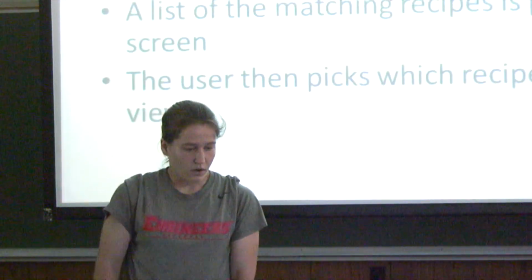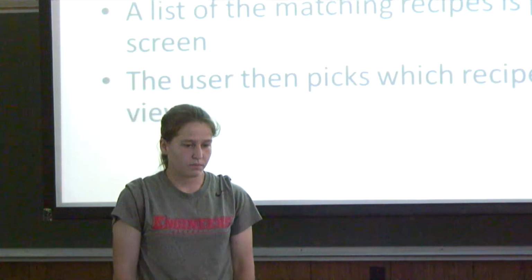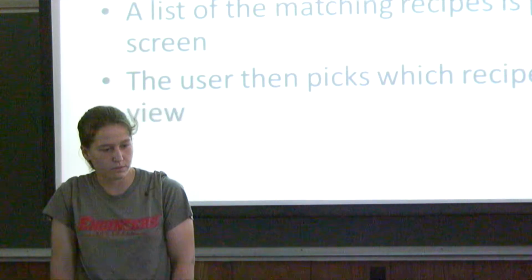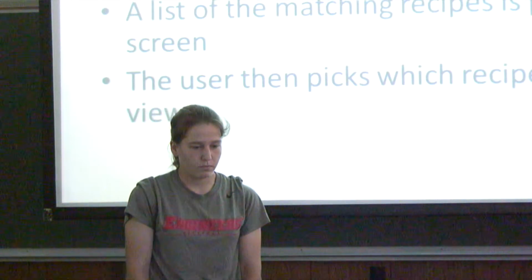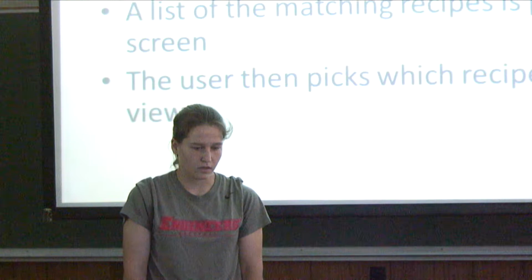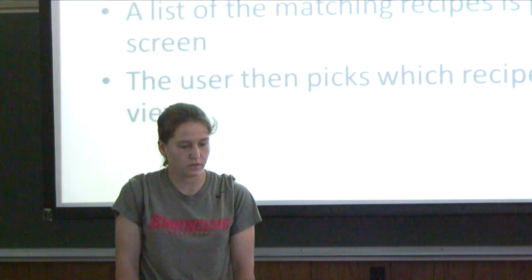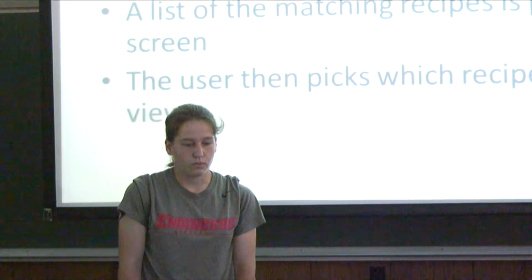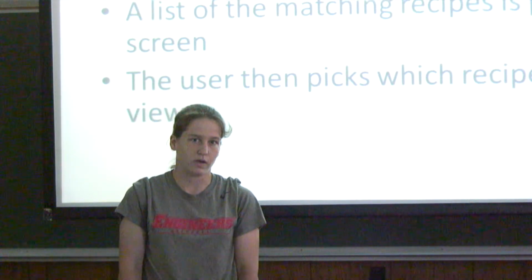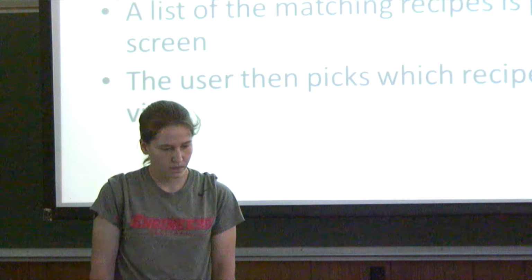So, how it works is on startup, you can either go into a database mode or a recipe mode. In the recipe mode, you put in what type of meat and what type of vegetables you want to use, and then it queries your database and finds a list of matching recipes. From there, you can pick out what you want to look at, and if you don't like it, you can go back to your list, or you can go back to the beginning and start over.